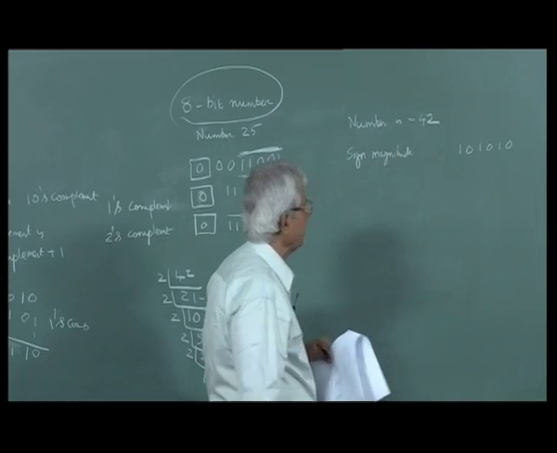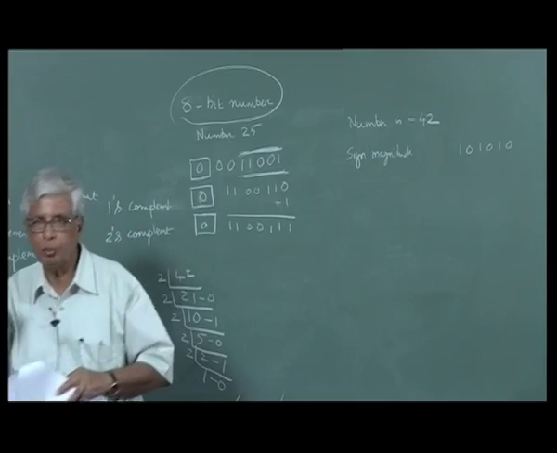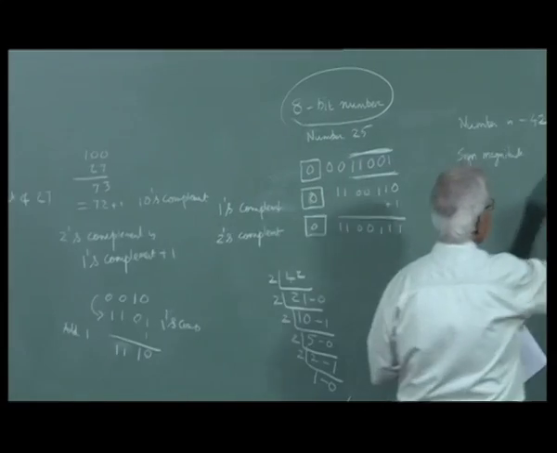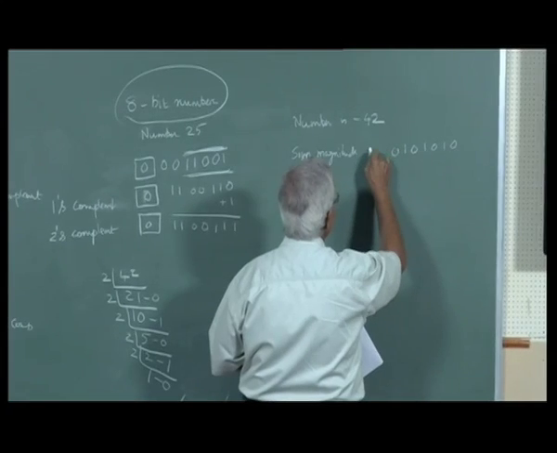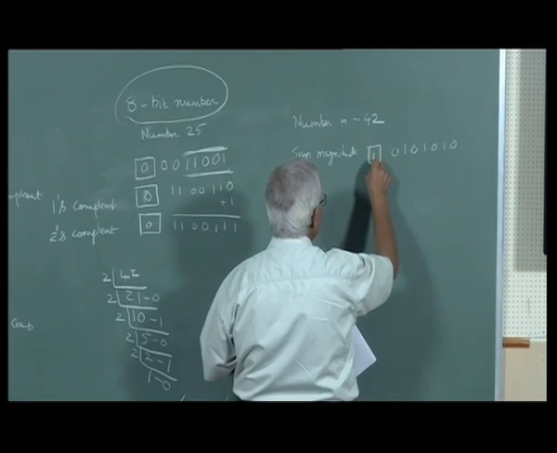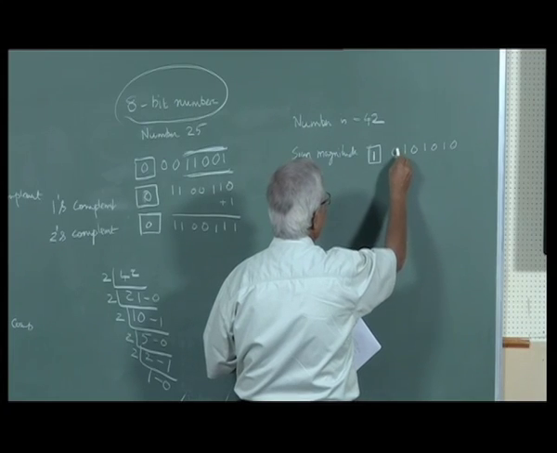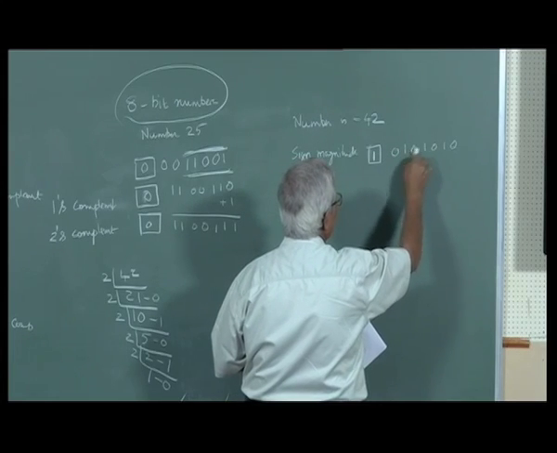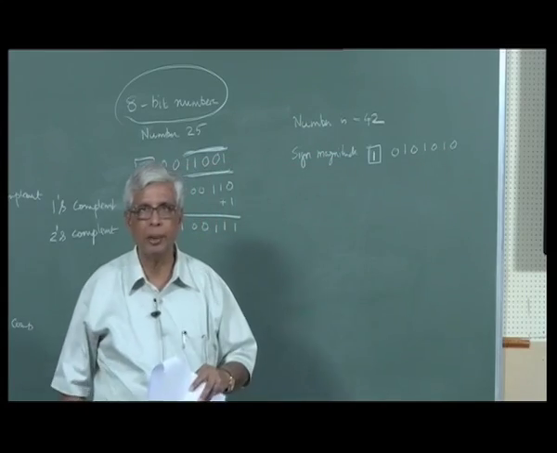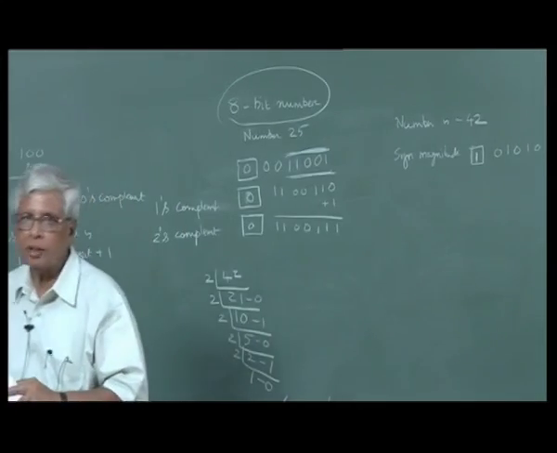Now how many bits are there? Only 6. I want 7 bits plus the sign bit. So I need to add a 0. And the sign bit, which is negative, is 1. Sign bit is 1, and the magnitude has to be 7 bits: 1, 2, 3, 4, 5, 6, 7. The extra 0 is added to make it 7 bits. That is very, very important.